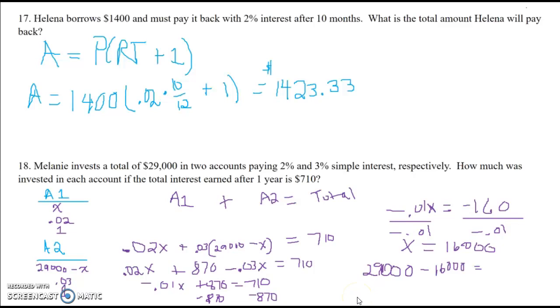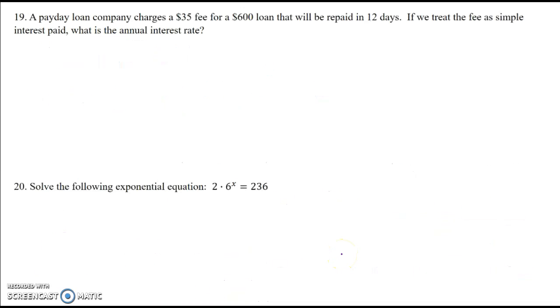it cut me off right when I was saying that 29,000 minus 16,000 is 13,000, sorry. Okay, let's look at 19 and 20.